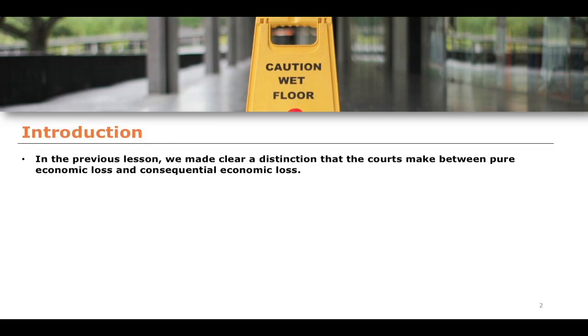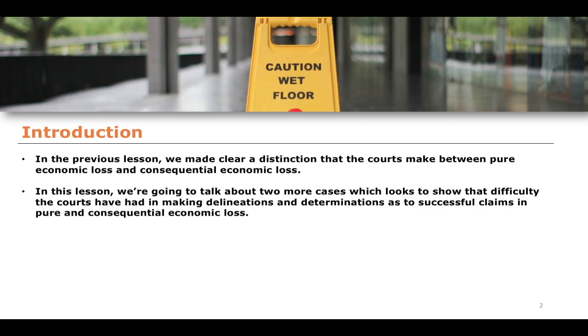So the previous lesson specifically talked about the Spartan Steel case, where we made a clear distinction between this idea of pure economic loss and consequential economic loss. In fact, the Spartan Steel case is one of those rare instances where such a delineation is very, very easy to show, because there are lots of different instances where the claimants tried to make claim for loss, some of which were consequential and so were successful, others were not consequential, they were pure and so were not successful. A very nice case that neatly illustrates all of these different points.